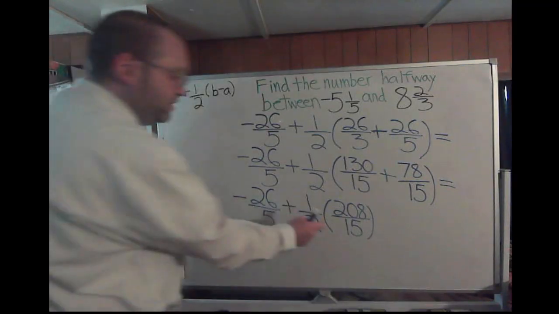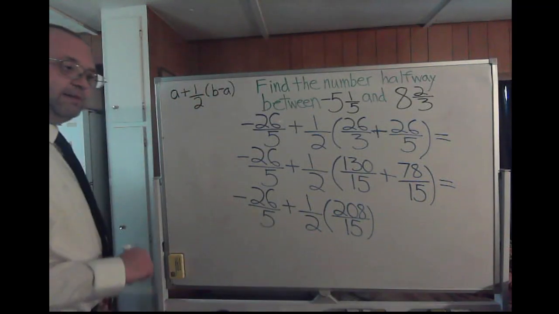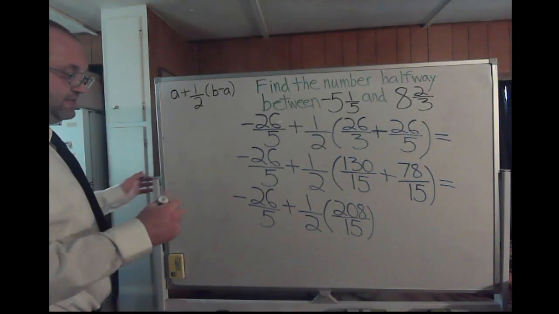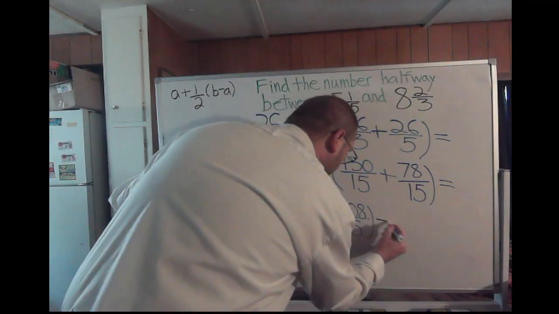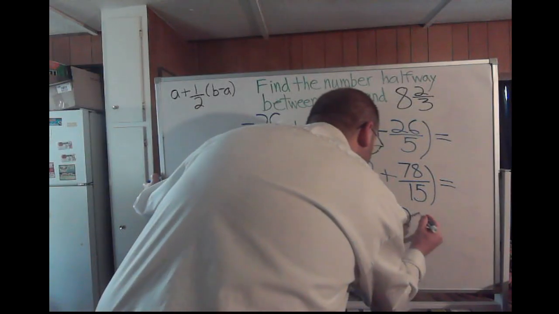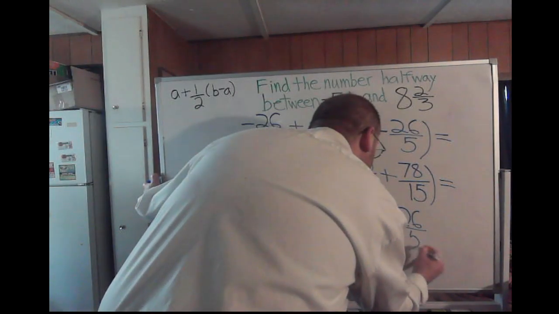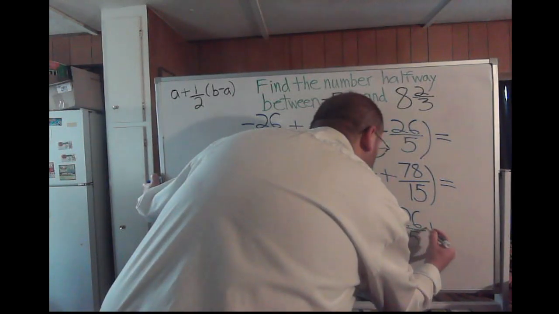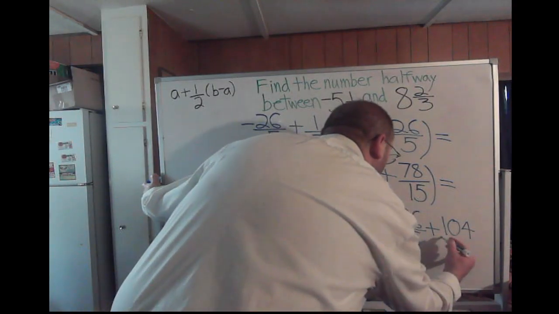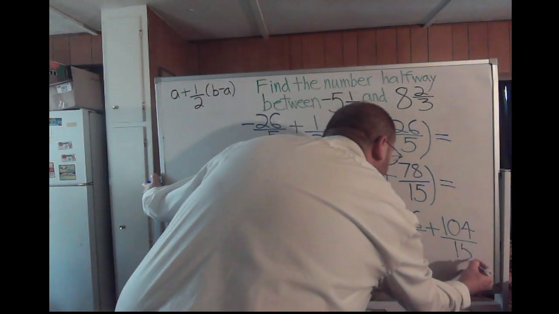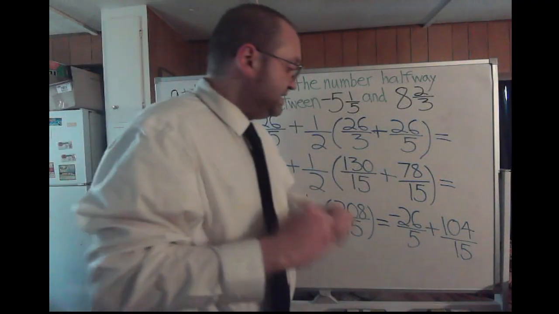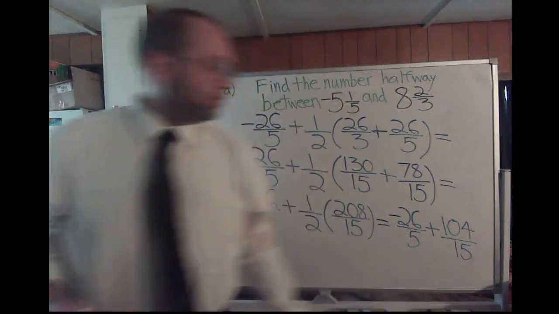We notice between 2 and 208, there's a common factor of 2, right? Well, the 2 will cancel out. The 208, if you divide that by 2, you get 104. So what you'll end up with now is negative 26 fifths plus 104 over 15. That would be the number you would get now, negative 26 fifths plus 104 over 15.